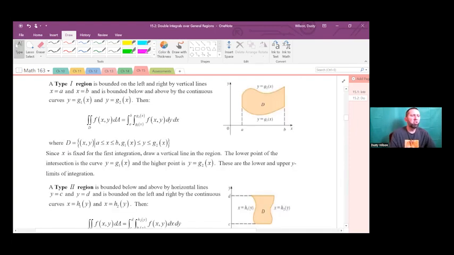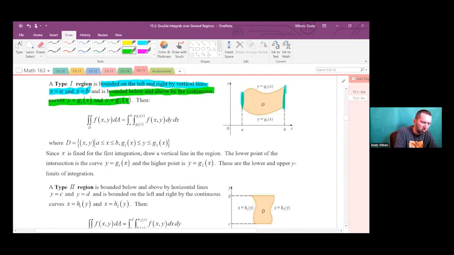A type 1 region is bounded on the left and right by vertical lines. Bounded on the left and right by vertical lines, that would be here and here, x equals a and x equals b. And it's bounded below and above by the continuous curves y equals g1 of x and y equals g2 of x. So here's our g1, here's our g2.